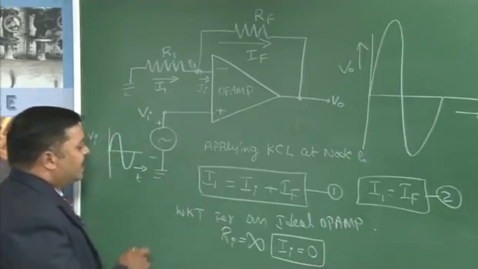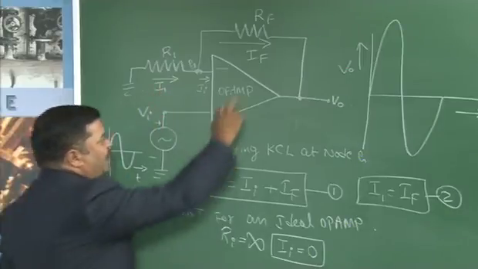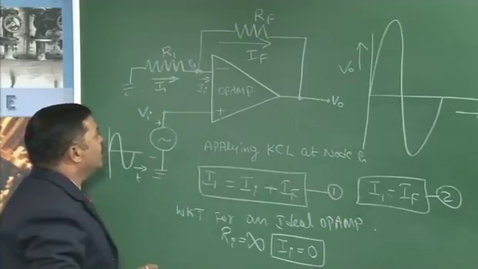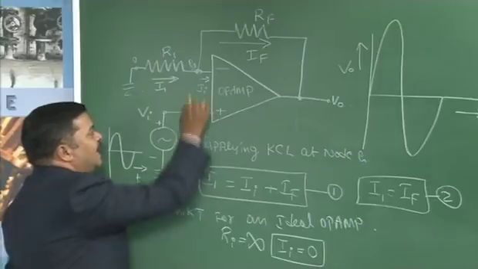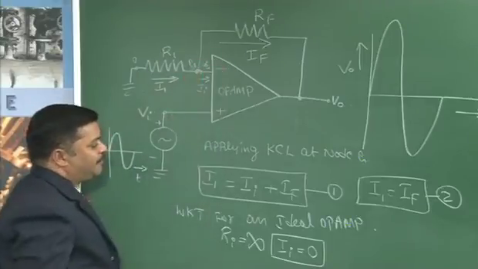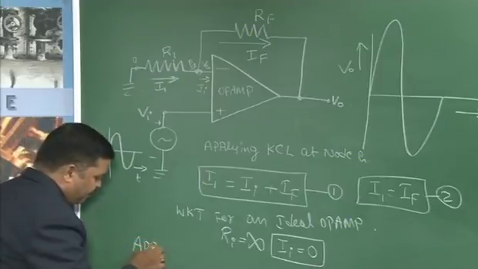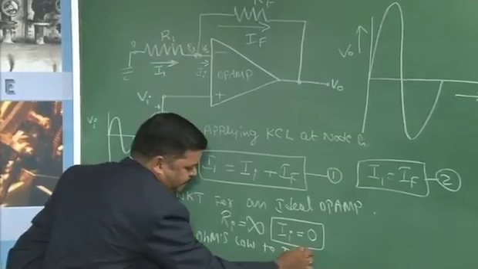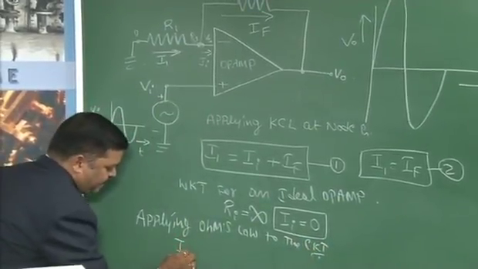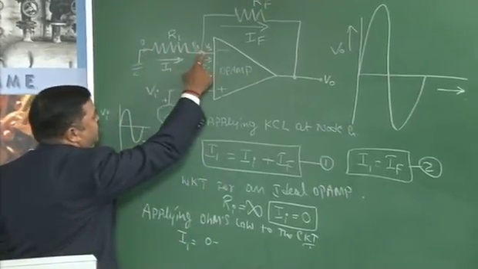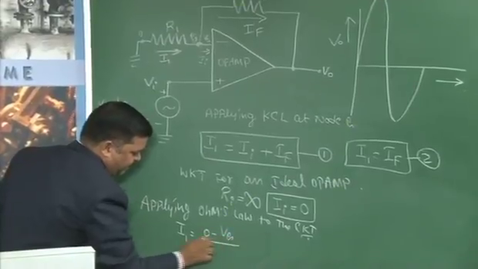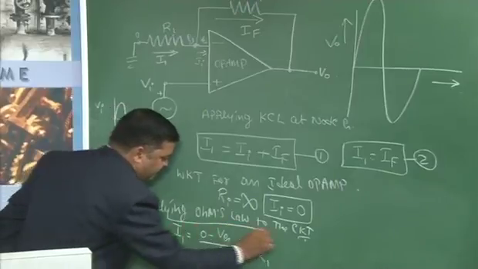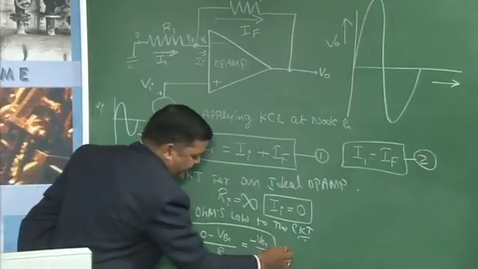Now, let us apply Ohm's law and find out what is I1 and what is IF. We know that current is leaving from this ground point to this point. So, we have to assume the voltage here is 0 volts and the voltage at node G as Vg. Therefore, what is I1? Applying Ohm's law to the circuit, we get I1 is equal to 0 minus Vg divided by R1, which is equal to minus Vg by R1. Let me call this equation 3.